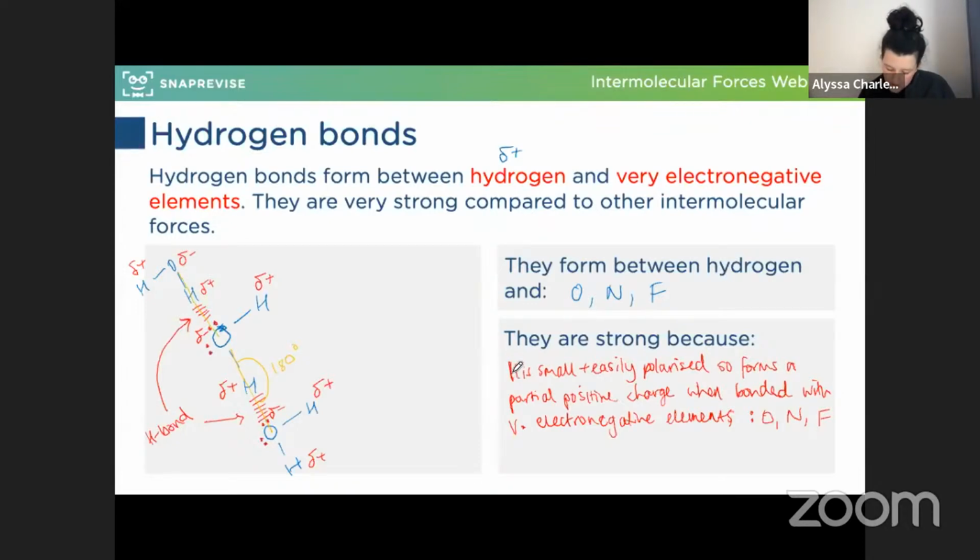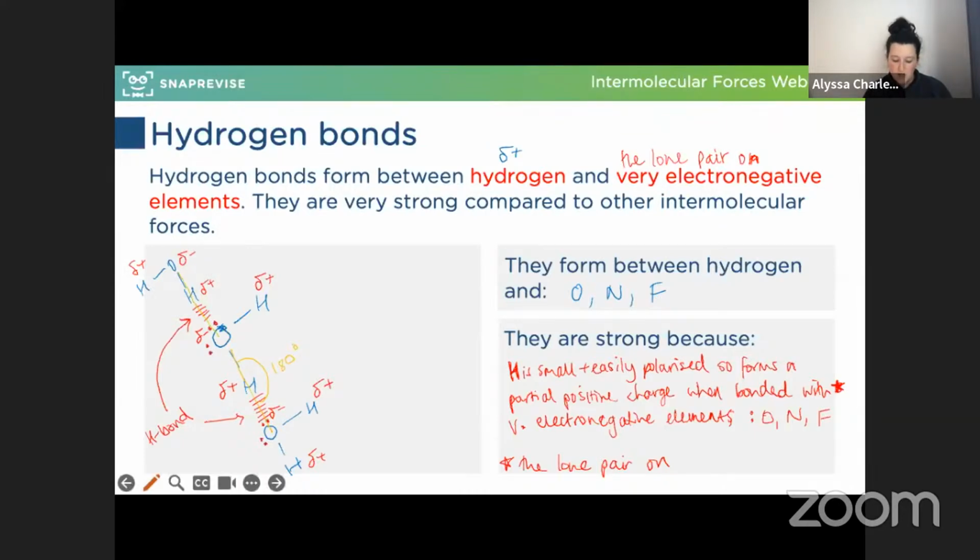So hydrogen is small and easily polarized, so forms a partial positive charge when bonded with very electronegative elements, or I should put bonded with the lone pair on, apologies, that's supposed to be a star, my handwriting is appalling. When bonded with the lone pair on very electronegative elements, oxygen, nitrogen, and fluorine. Okay, anybody got any questions about that? I'm just going to add that in at the top there as well. I've put the lone pair, obviously some of them have got more than one lone pair, but it's just one of the lone pairs that they're interacting with.